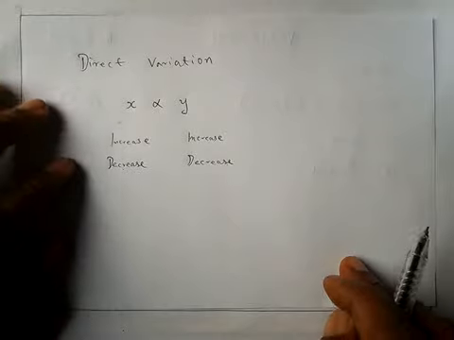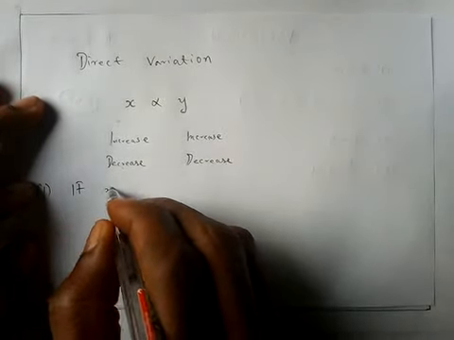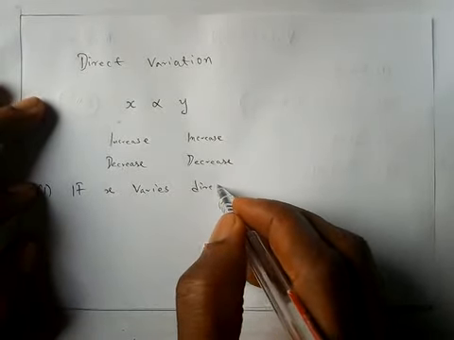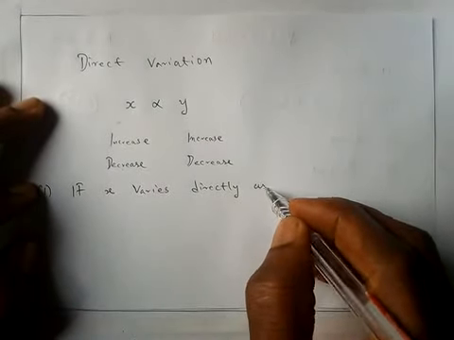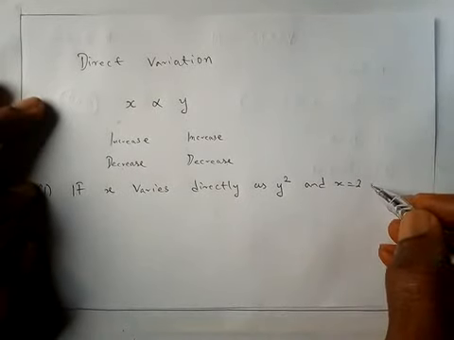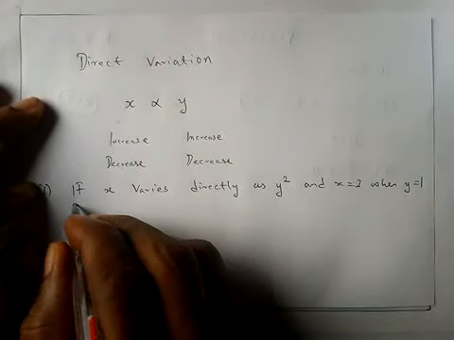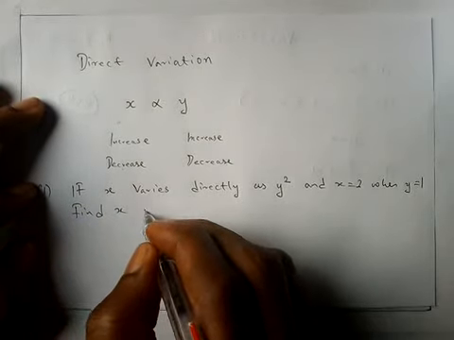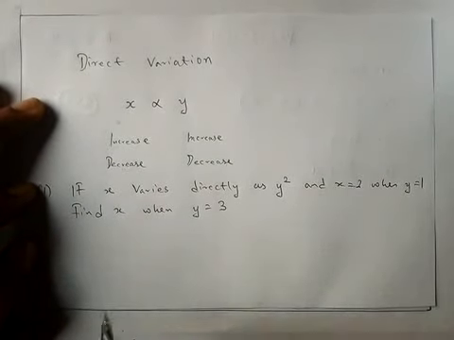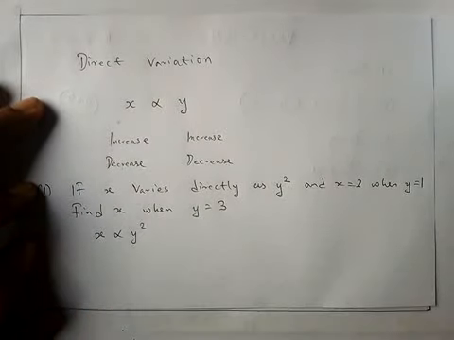Now let's take questions under direct variation. It says if s varies directly as y squared and s equals 2 when y equals 1, find s when y equals 3.